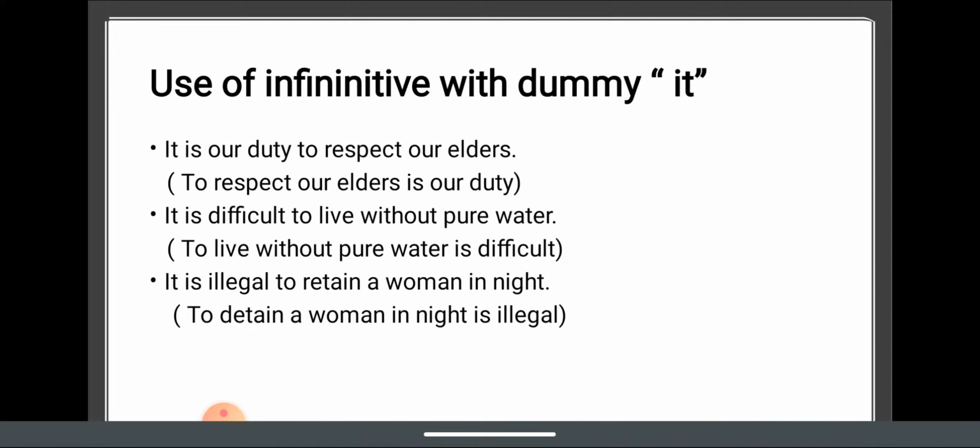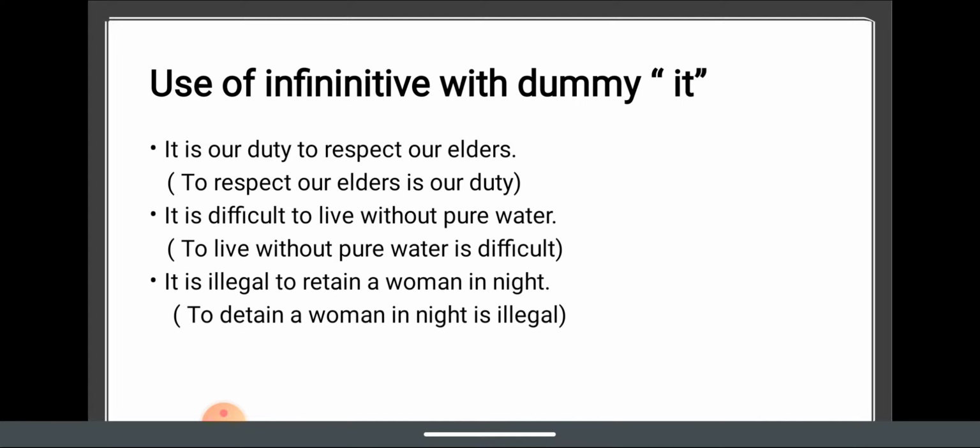It is difficult to live without pure water. We can say that to live without pure water is difficult. It is intelligent to detain a woman at night. To detain a woman at night is illegal. So, is our duty, is difficult, is illegal.